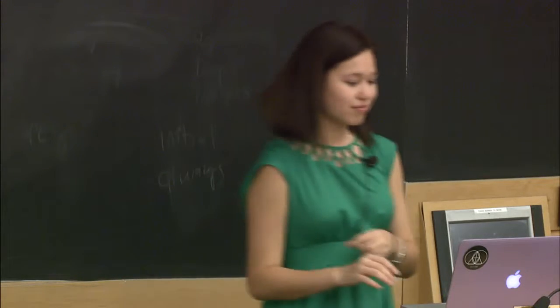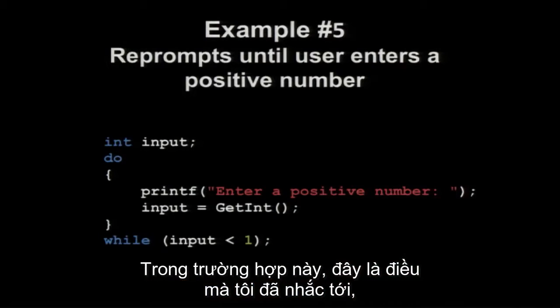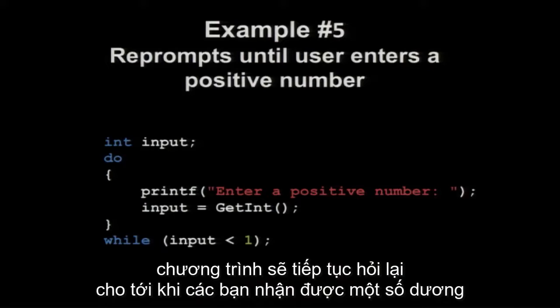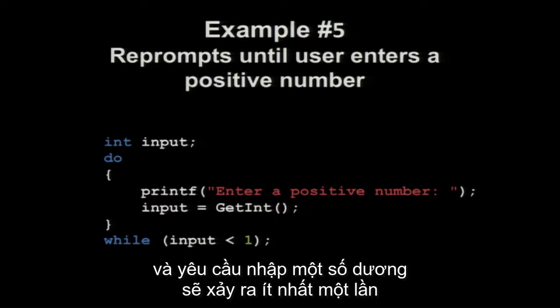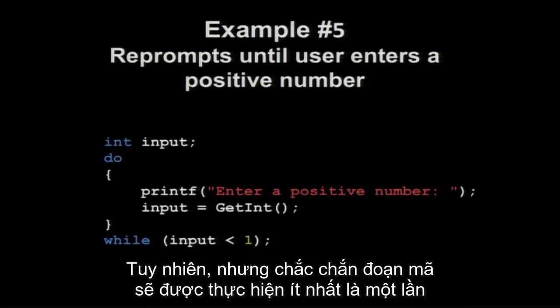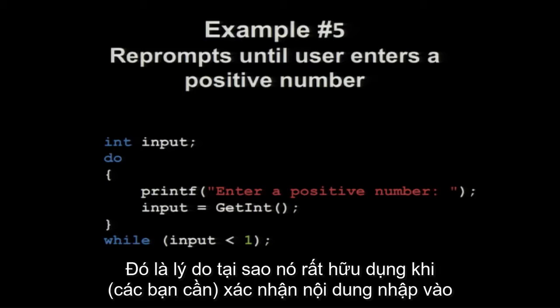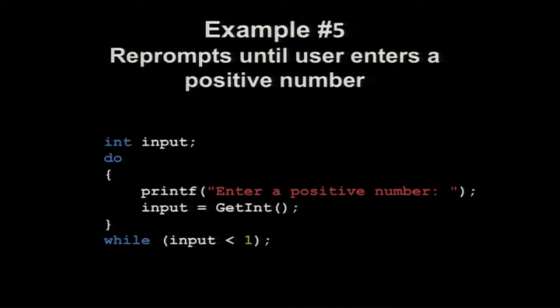Okay. Cool. So in this case, this is what I was talking about. This reprompts until you get a positive number. So we know that printf enter a positive number and actually asking for that input will happen at least once. If the user is evil and keeps entering a negative number, who knows how many times it'll execute. But this code is guaranteed to execute at least once. And that's why it's great for validating input. And you will use that quite a bit.